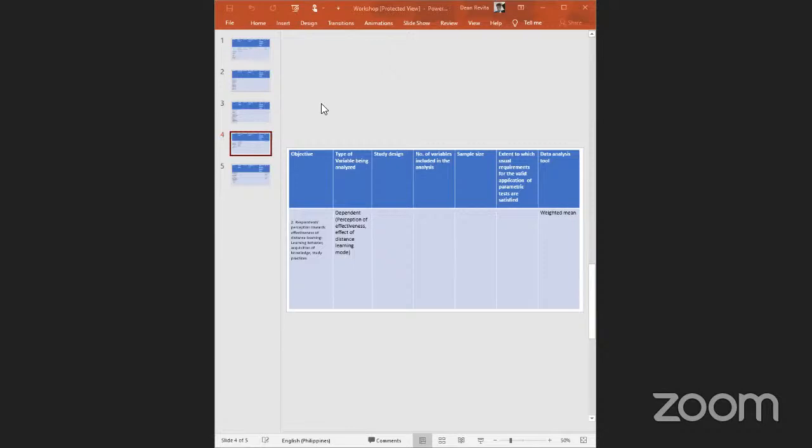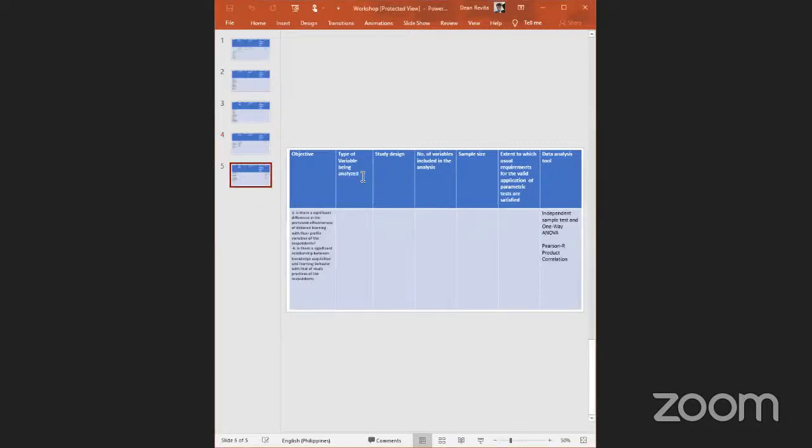So again and again, just be careful with the adjectival description. But here I agree that you're going to use the mean, the weighted mean. Why? Because the respondents here are the ones who experience the online learning. That's how it should be. Okay, thank you po, ma'am. Yes, okay, next.